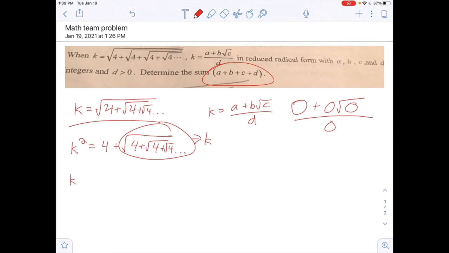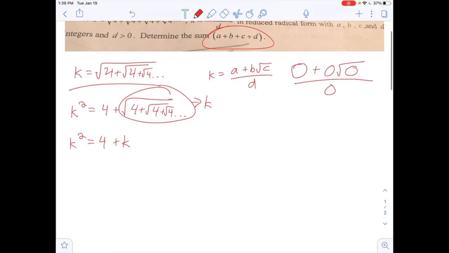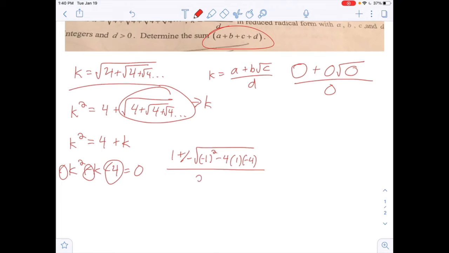So what do we have here? We have k squared is equal to 4 plus k. Well, let's get 0 on one side. So we have k squared minus k minus 4 is equal to 0. Well, let's use the quadratic formula then. So we have negative b, so negative negative 1, so 1, plus or minus the square root of b squared, so negative 1 squared, minus 4a, which is 1, c, which is negative 4, all over 2a.